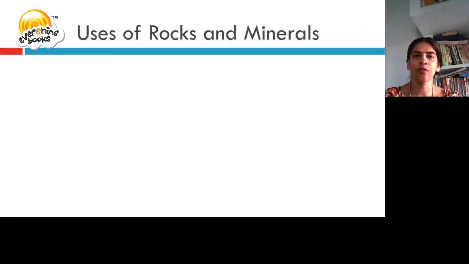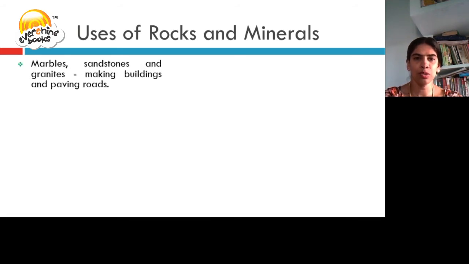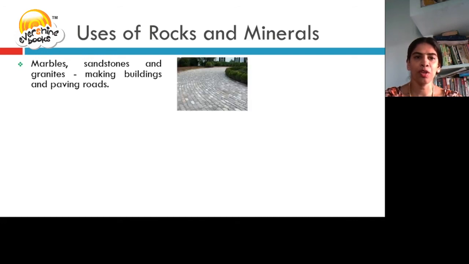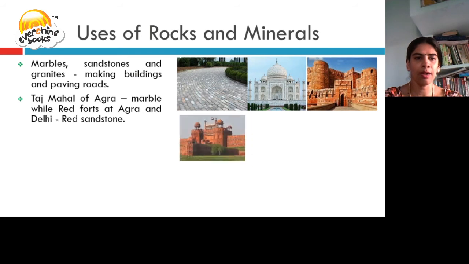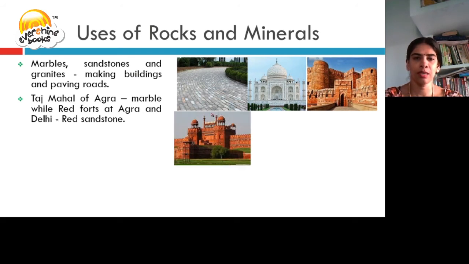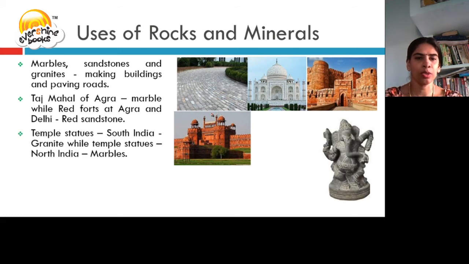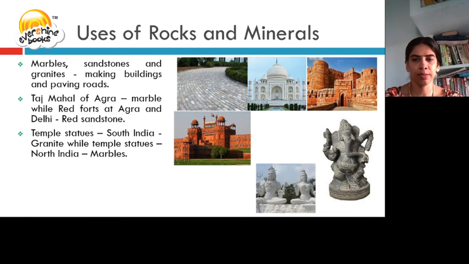Let us learn the uses of rocks and minerals. Marbles, sandstones, and granites are used for making buildings and paving roads. Taj Mahal of Agra is made up of marbles, that too white in color, while the Red Forts at Agra and Delhi are made of red sandstone. Temple statues in South India are made up of granites, while in North India the statues are made up of white marbles.